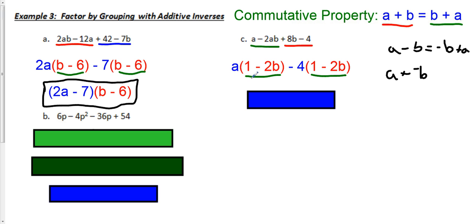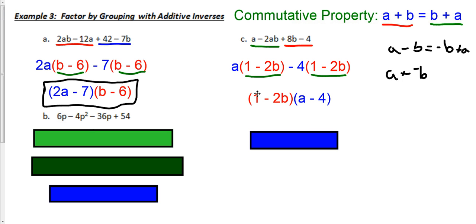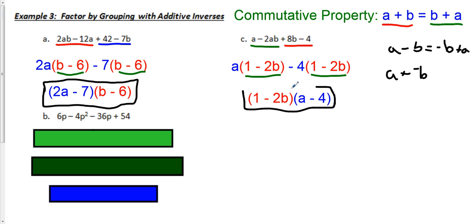And in one case we are multiplying it by a, in one case we're multiplying it by negative 4. So there's our red piece, the 1 minus 2b. So this would be our factored form. These two binomials multiplied together, again, if you FOIL this out, will become this piece.